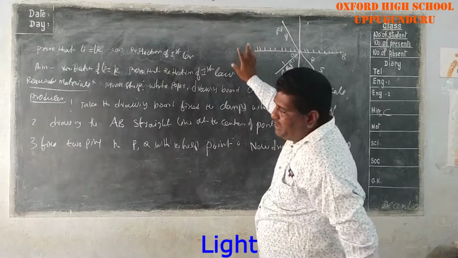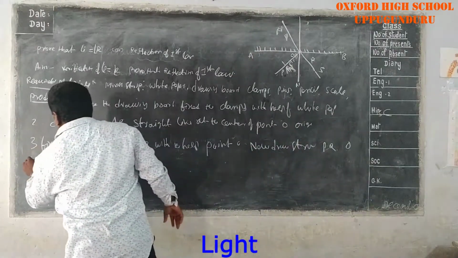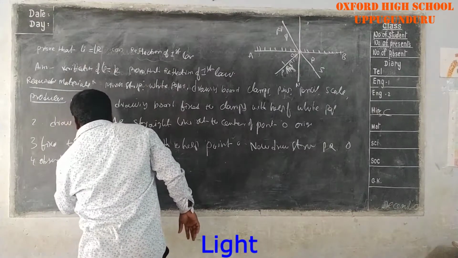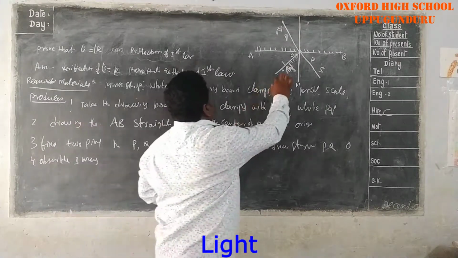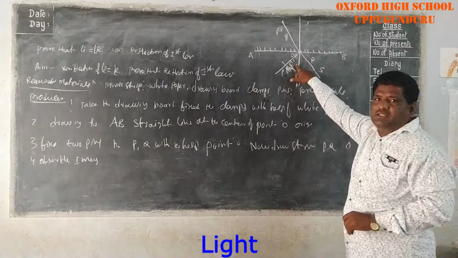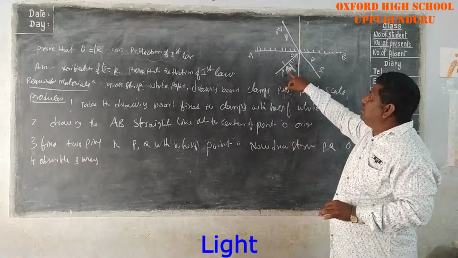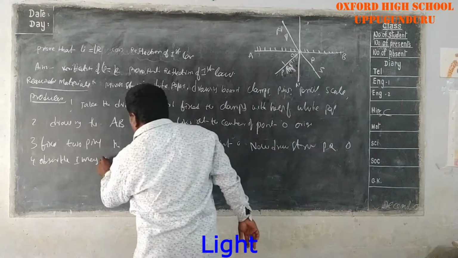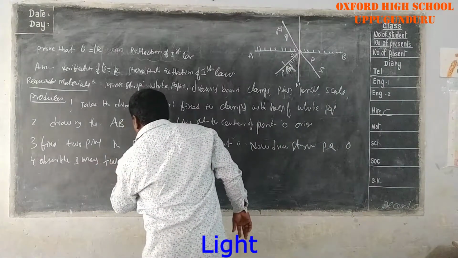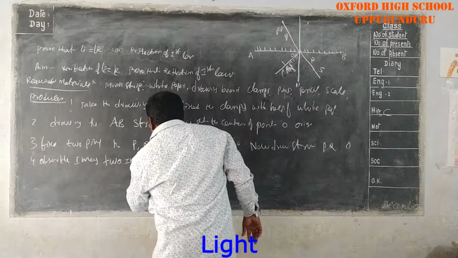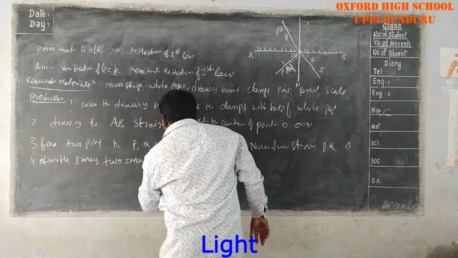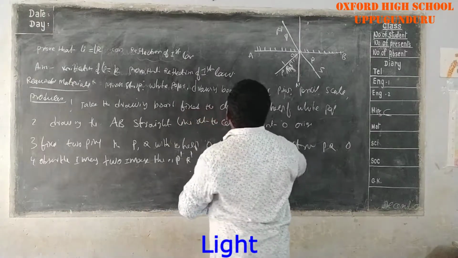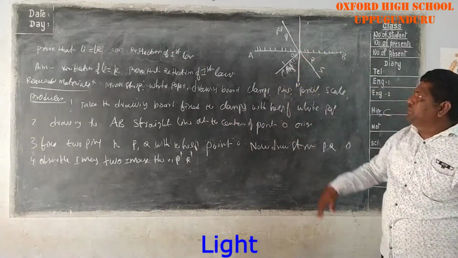Next, observe the images. Here, how many images are formed? 2 images are formed. The 2 images are called P dash and Q dash. Observe the 2 images, P dash and Q dash.